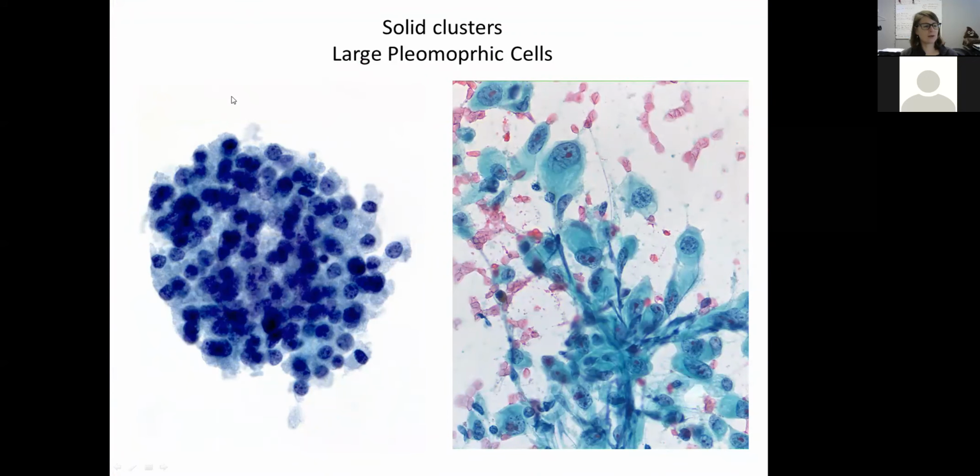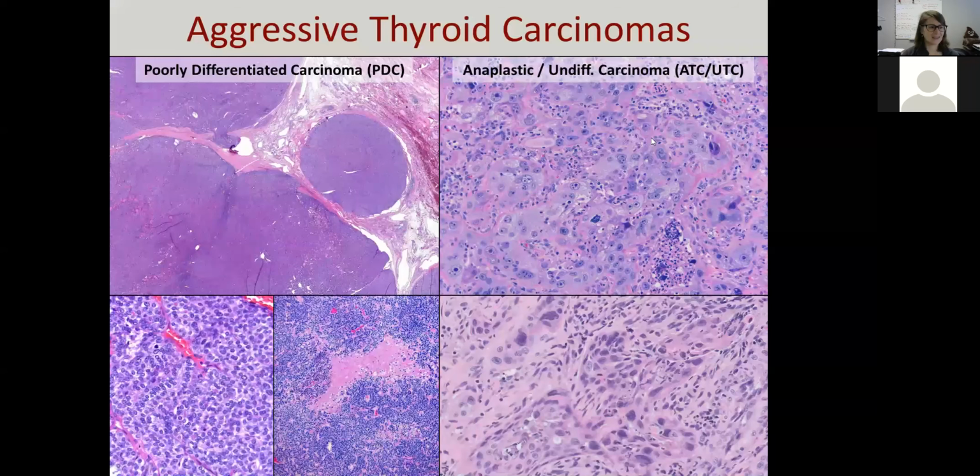Lastly, we're going to talk about rarer cases where you see very solid groups or clusters of cells with very dark hyperchromatic nuclei. You might see some highly pleomorphic cells, very large with very prominent red nucleoli. So this might make you worry about something beyond our normal follicular, papillary, medullary. These might be cases that you might want to consider something else, like a poorly differentiated or an anaplastic thyroid carcinoma, like even sometimes metastases to the thyroid.